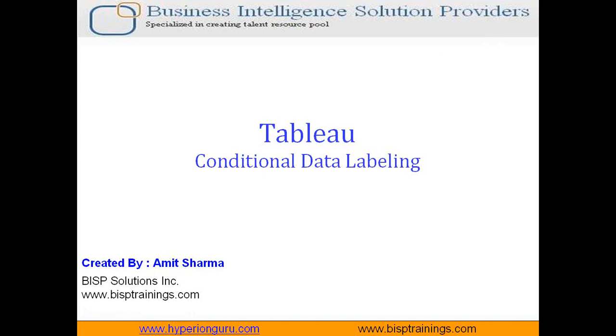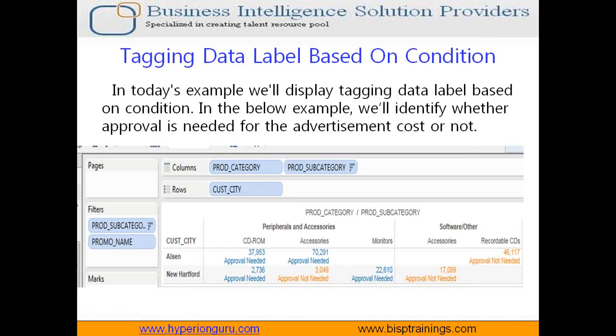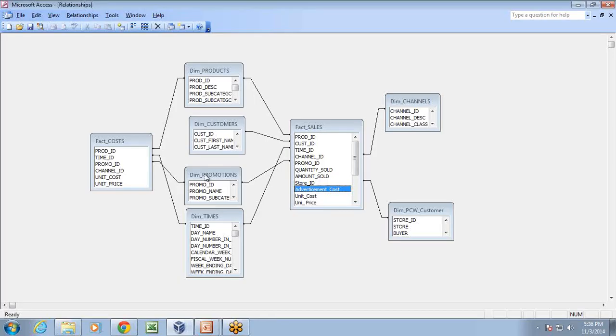My name is Amit Sharma, and in today's series of Tableau we are going to learn how to apply conditional data labeling. Let me explain the requirement. We are working on the sales order processing model which we started in the beginning, and this is my model information. We have got two fact tables called fact sales and fact costs. This is a subset of my enterprise warehouse. We are only focusing on sales and order processing.